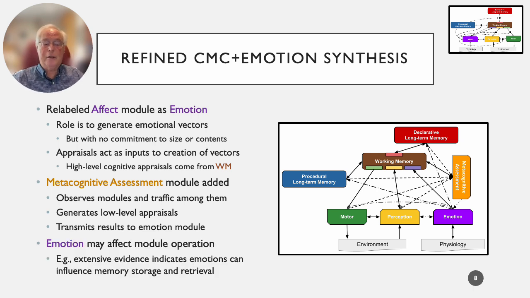The emotion module here may affect not only the filtering of transmission along the original arrows, but also module operation directly. And this is shown by having the dot dash arrows go to the junctions between the modules and the arrows to working memory. So for example, there's extensive evidence that indicates emotions can influence memory storage and retrieval. Emotions may also provide rewards for reinforcement learning and procedural long-term memory, or for semantic markers in declarative long-term memory.